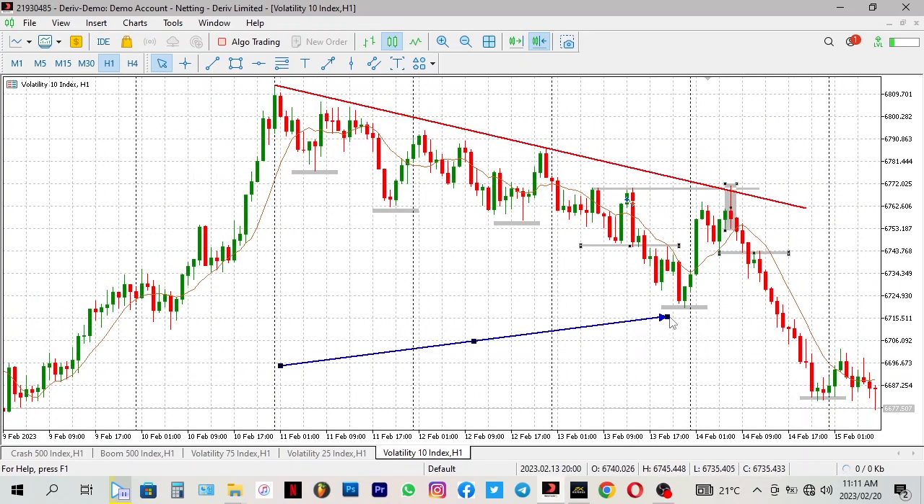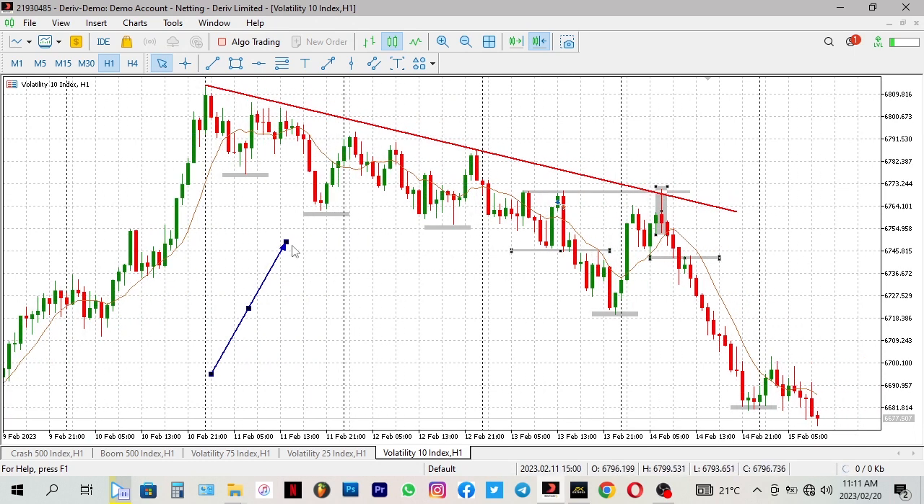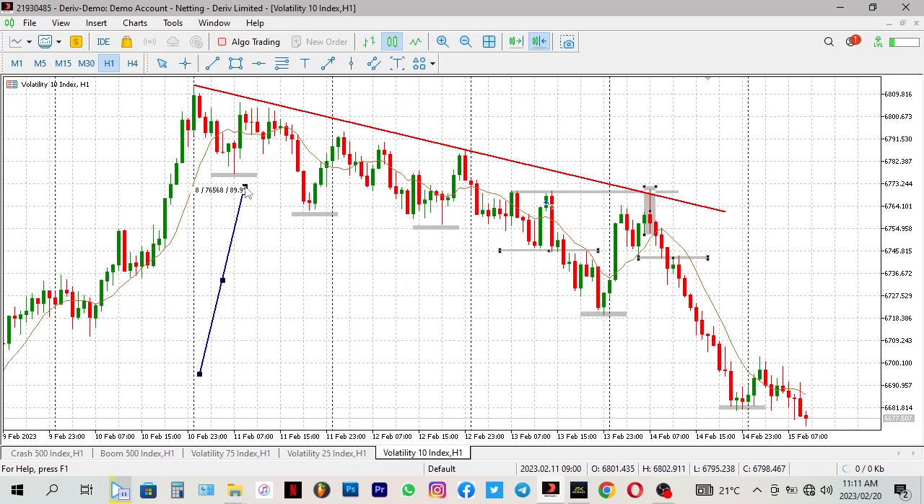Overall, you can see this is a downtrend, a bearish trend. We have a diagonal trend line here with our first touch, second touch, and third touch. You also have a strong resistance here. We can see the market was breaking lows. This is our first lower low, our second lower low, our third lower low, our fourth lower low.